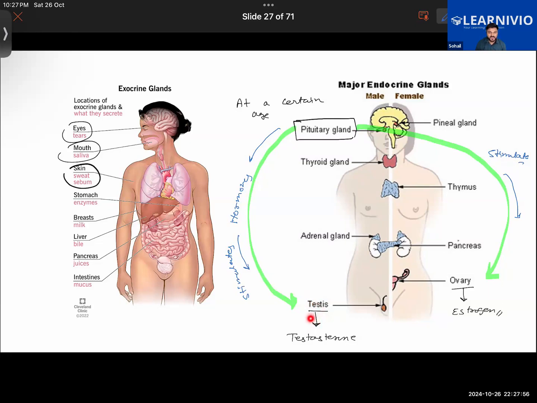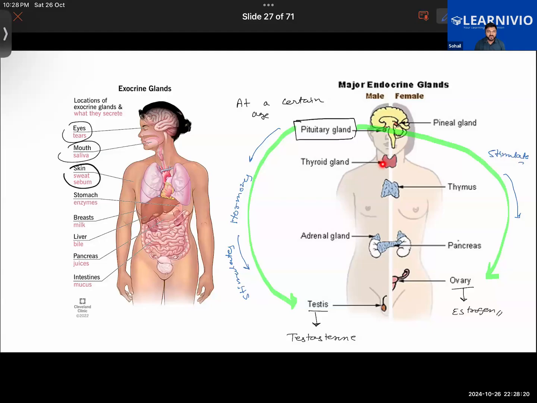Like it will stimulate the testis to produce testosterone. It will also stimulate the testis to produce sperm. And as for the female, it will stimulate the ovary to produce the estrogen, that is the female hormone. Also, it will stimulate the ovary to produce the ovum, right?